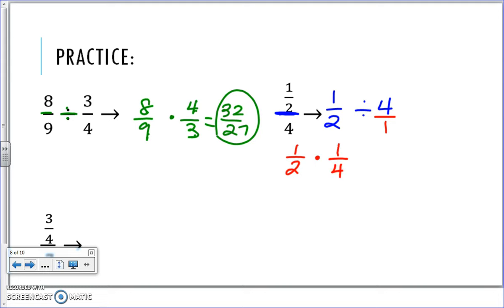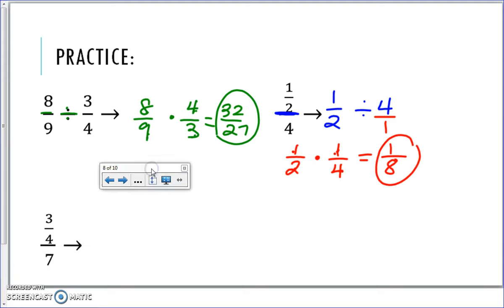And now I look to reduce. 1 and 2, nothing there. 1 and 4, no. 1 and 4, 1 and 2, nothing to reduce. So I'm just going to take 1 times 1 and 2 times 4. 1/8 is my quotient. That's a really key word, so I keep using that word. Okay, and then finally I do have another compound fraction.